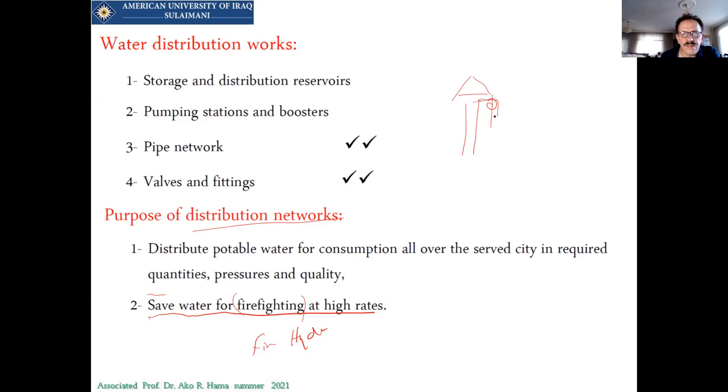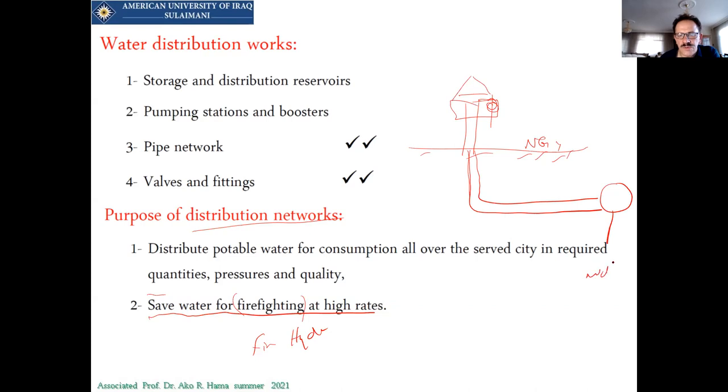I'm sorry for the horrible drawing. We said this is the natural ground level, and the pipe will be connected to the main. This is the water distribution main. This is 8 inch, and the pipe will be about 6 inch. And there will be a valve here. Just in case of having a fire, we will just open this valve and the water will be ready in the fire hydrant.